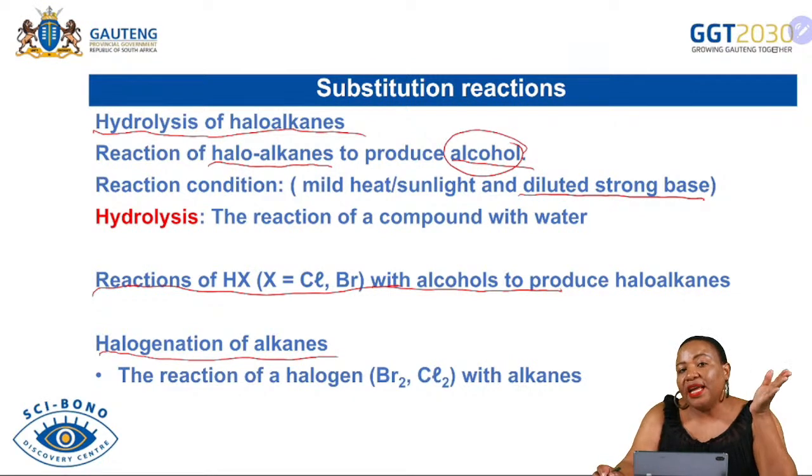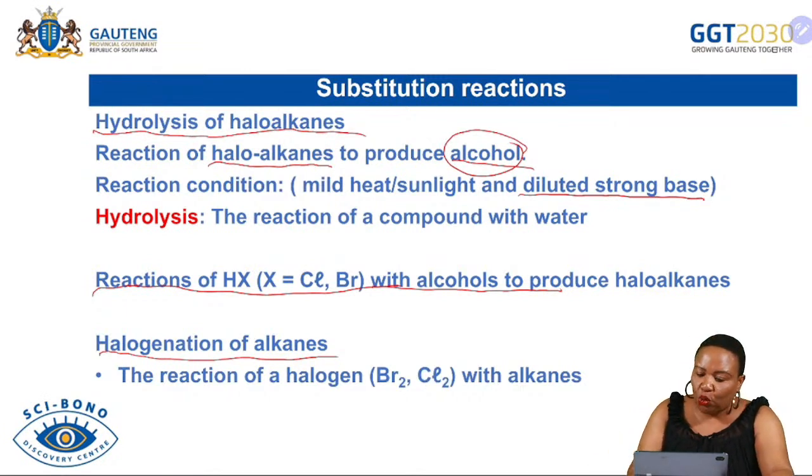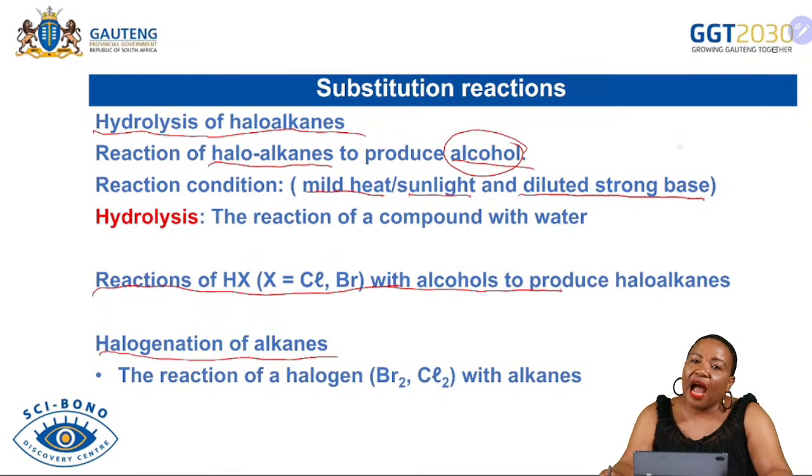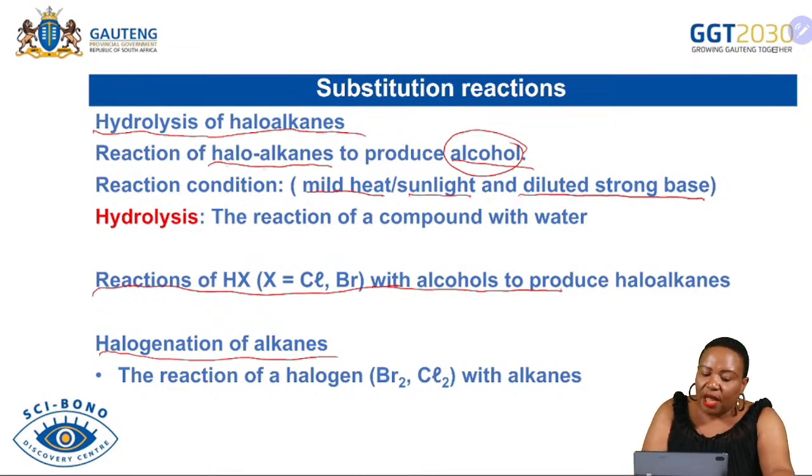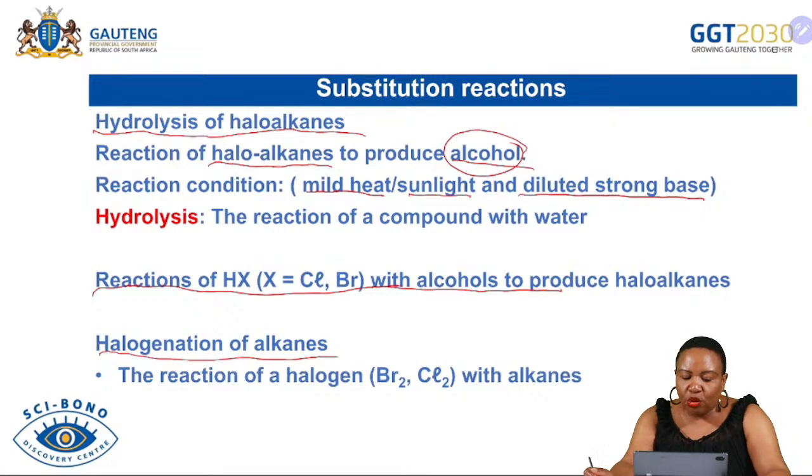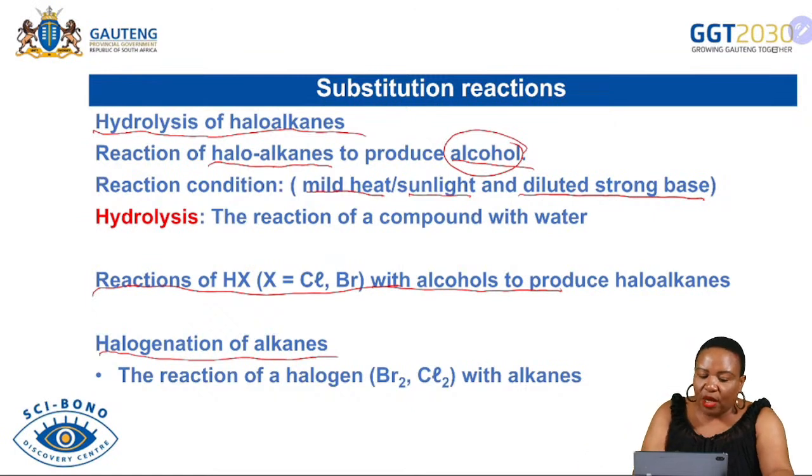In terms of the dehydrohalogenation, which was an elimination reaction, our base was concentrated. However, in terms of substitution reaction, our base is going to be diluted. So we are going to use mild heat or sunlight and diluted strong base in terms of the hydrolysis, where we are going to form what? Alcohols from where? From haloalkanes. And then we are also going to do alcohols producing haloalkanes, and we know that we are going to use our hydrogen halides to do that.